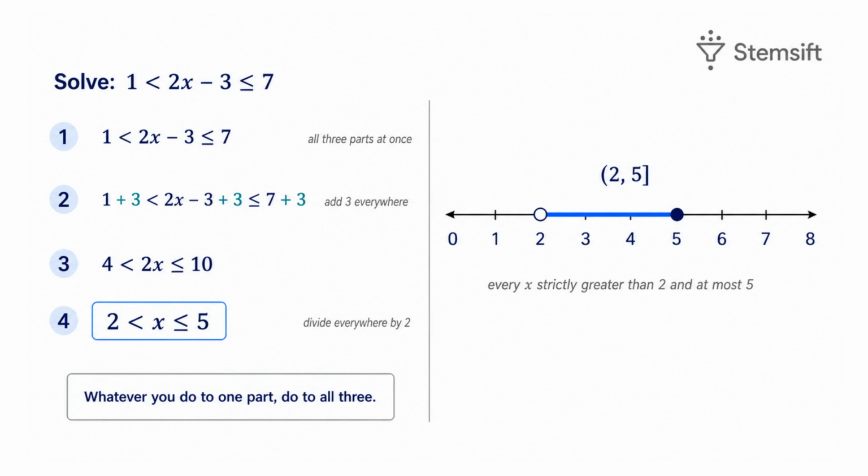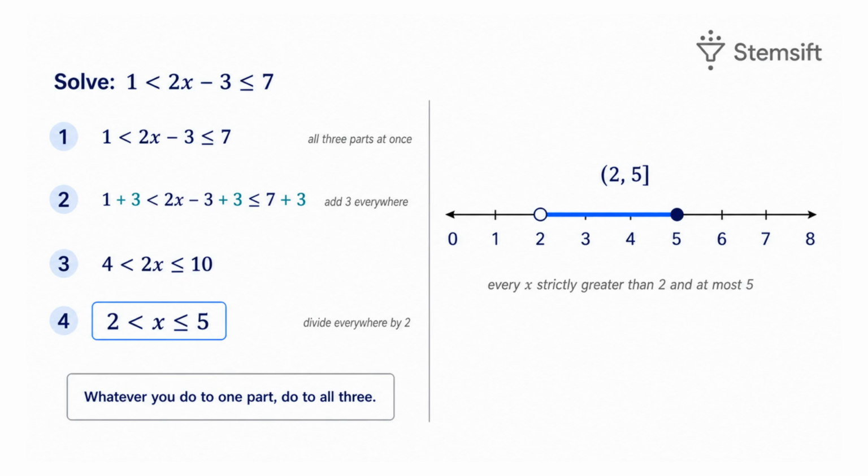Start by getting rid of that negative 3. Add 3 to all three parts. The left becomes 4, the middle becomes 2x, the right becomes 10. So now we've got 4 is less than 2x less than or equal to 10. Next, divide every part by 2. Left becomes 2, middle becomes x, right becomes 5. Final answer, 2 is less than x less than or equal to 5.